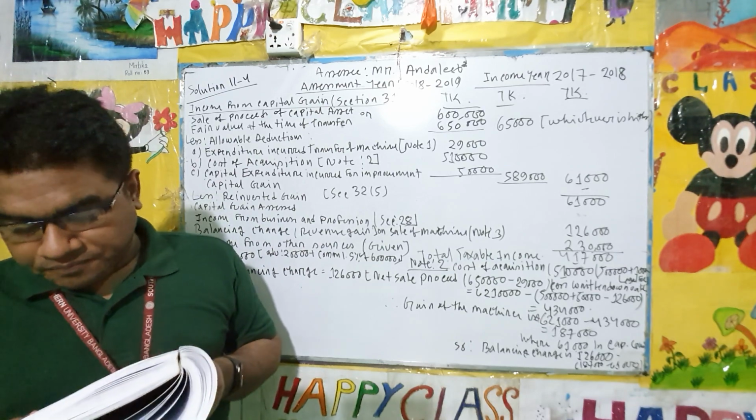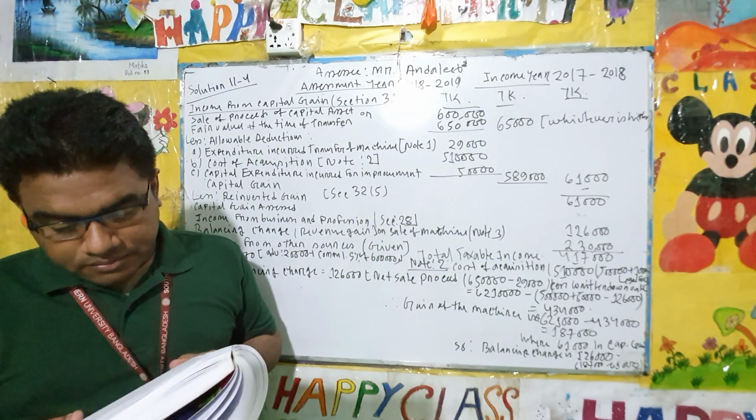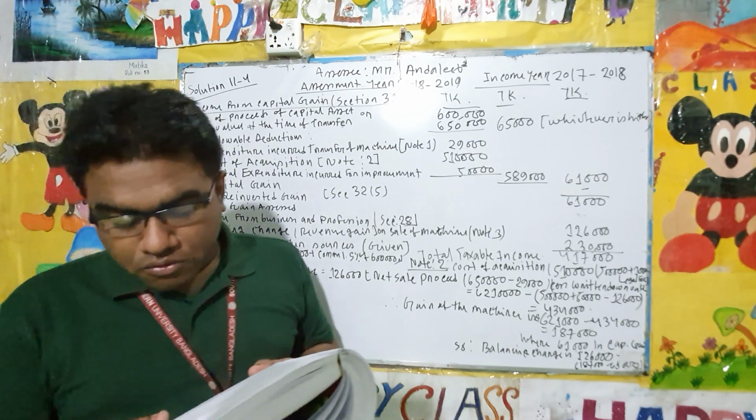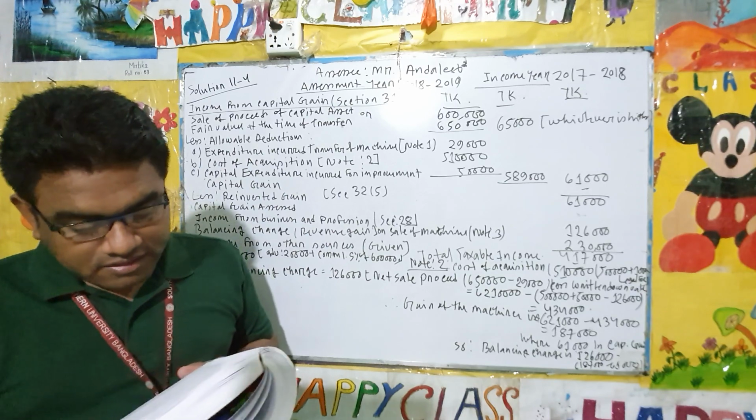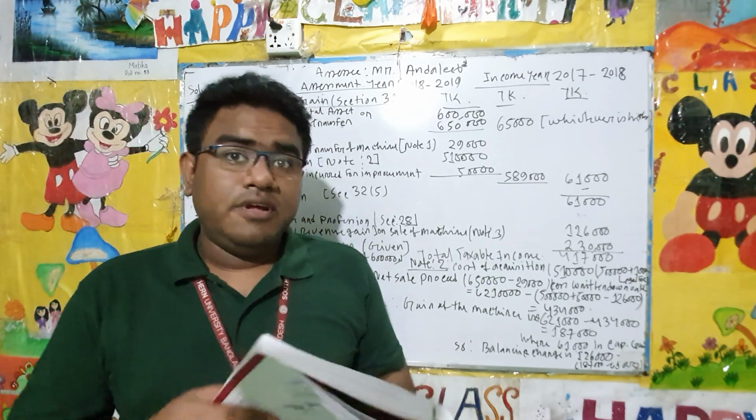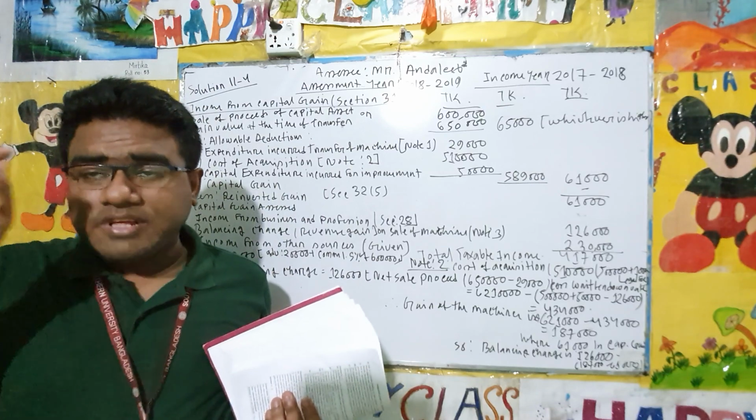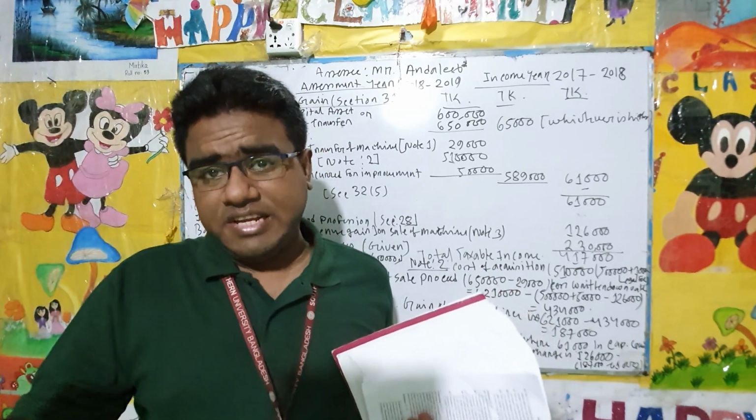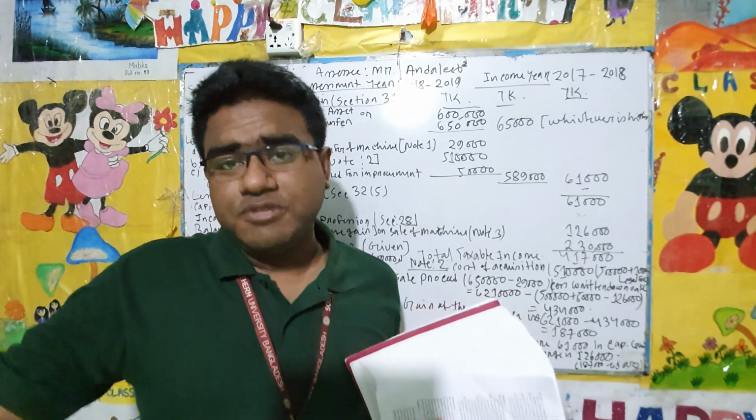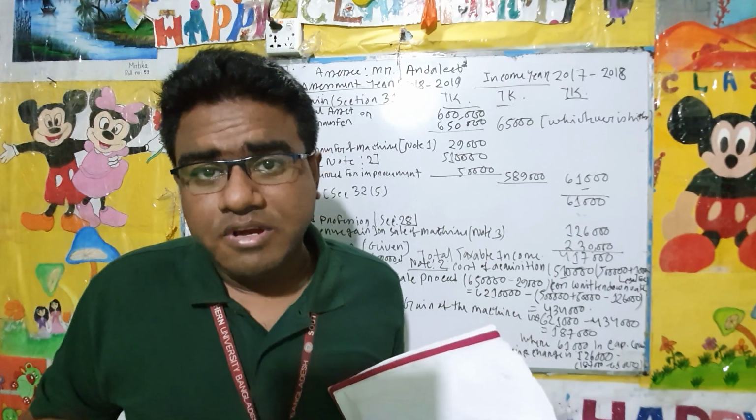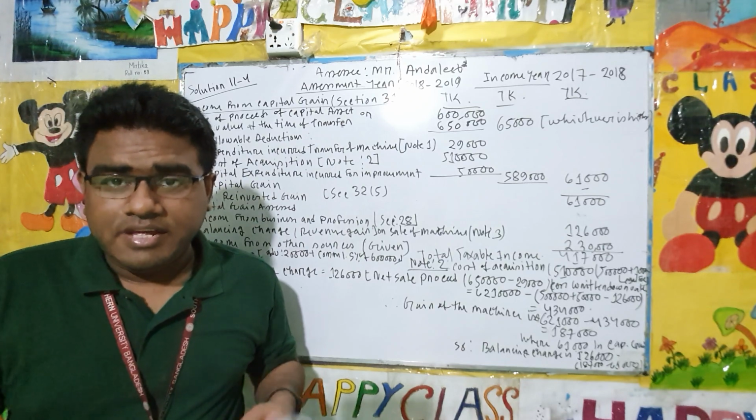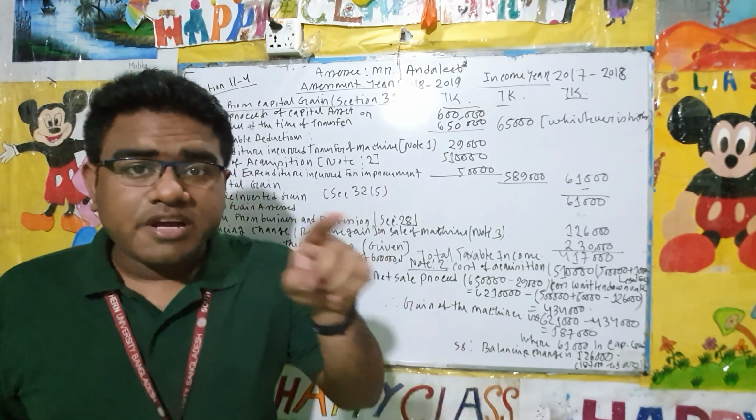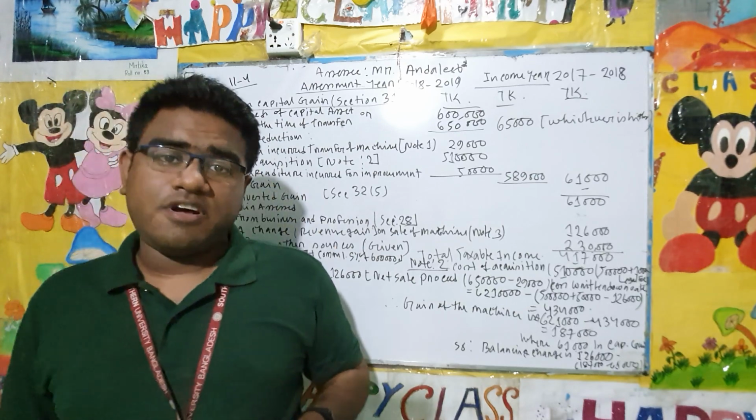But the fair value on the date when he sold it was 6,50,000. If you sell that particular machine on 31st December 2017, the fair value of that machine is 6,50,000 in the market price. So that's the twist. He has sold at 6 lakhs, but the market price, the fair value, is 6,50,000.